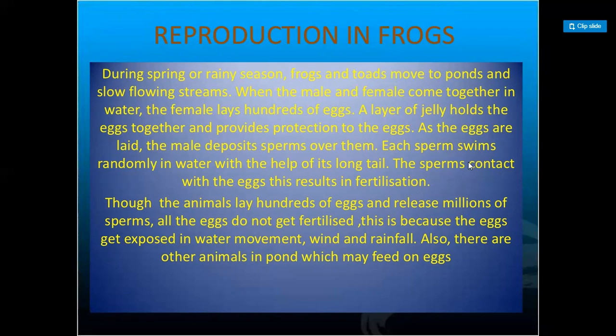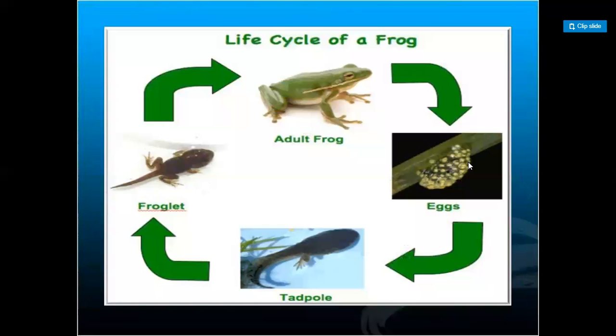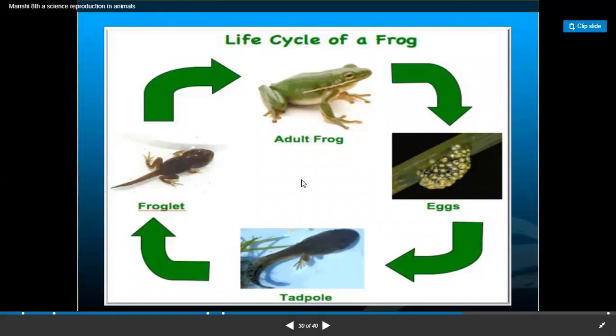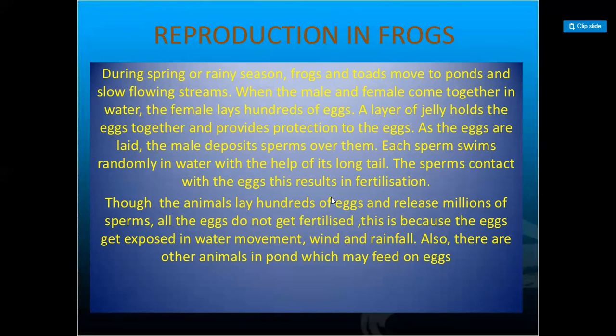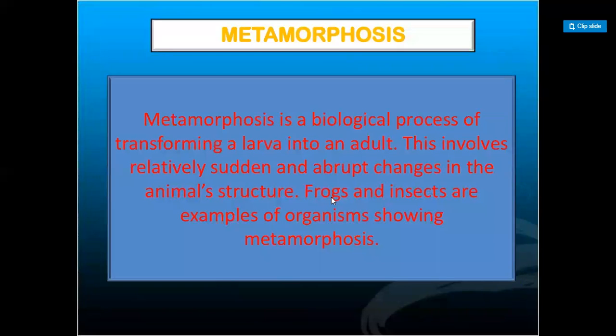Metamorphosis is a process in which the young one and the adult are completely different from each other, right? You can see in this picture, tadpole and adult frog. Can you imagine this? This will be converted into this. So that is metamorphosis, in which young ones are completely different from adults, larva into adult, with sudden and abrupt changes in the animal structure.